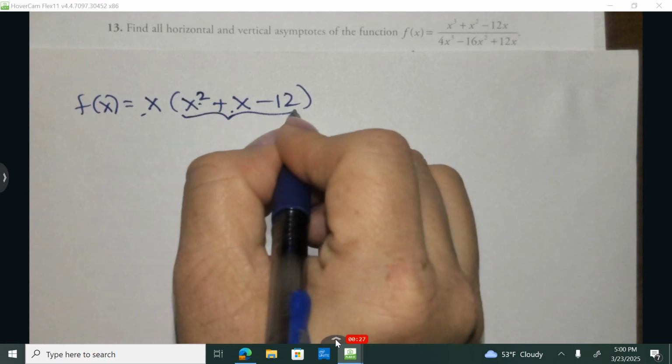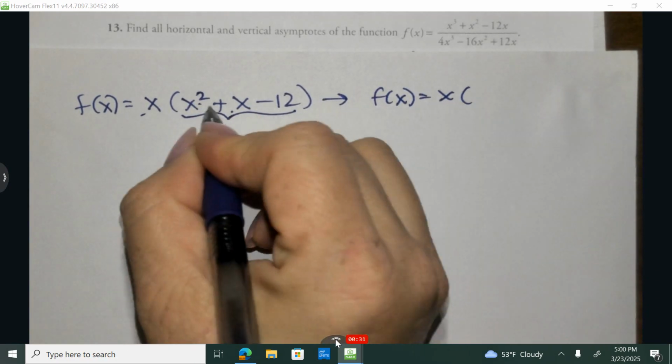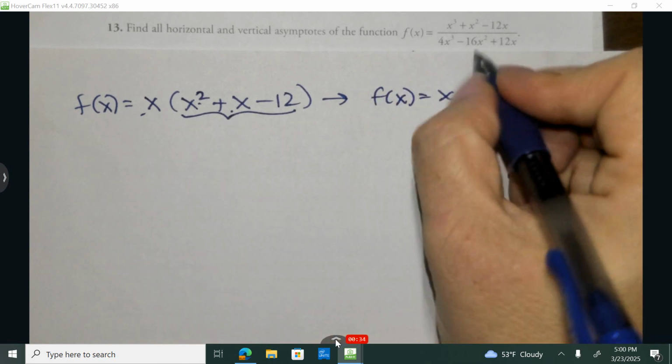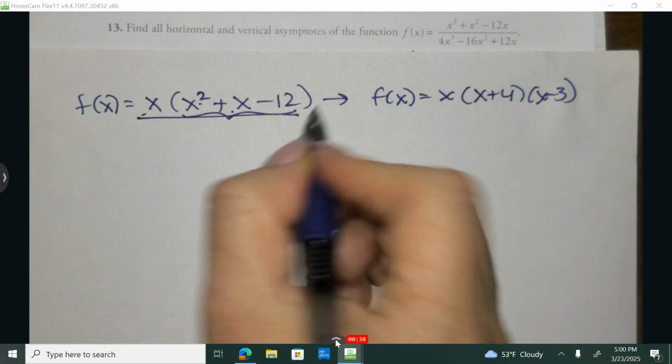Now I recognize that I can also factor this. The two numbers that multiply to give us negative 12 and combine to give us a positive 1 would be x plus 4 and x minus 3. Let's look at the denominator.